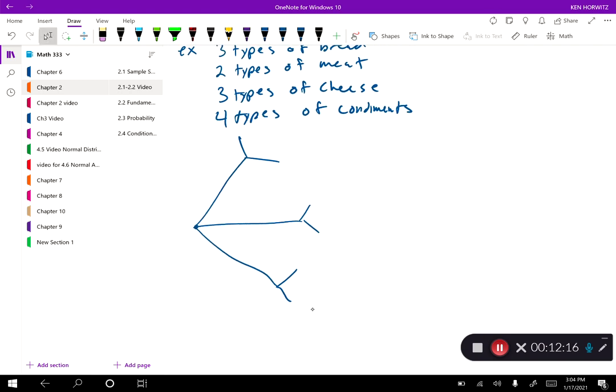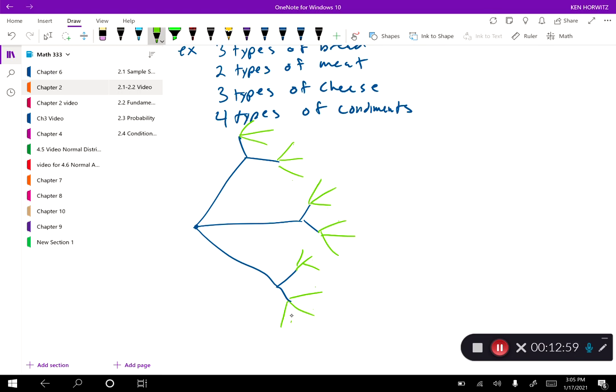All right. Now, each type of meat can have different cheeses. So I'm going to change colors just to help us out. 3 types of cheese. 3 types of cheese. 3 types of cheese. And so on and so forth. So the goal here is to see how many sandwiches we can make, right? Well, I haven't even gotten through the whole list, and I'm looking at 1, 2, 3, 4, 5, 6, 7, 8, 9, 10, 11, 12, 13, 14, 15, 16, 17. I've got 18 types of sandwiches, and I haven't even gotten to the end.